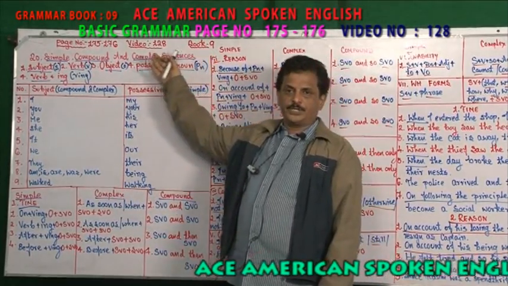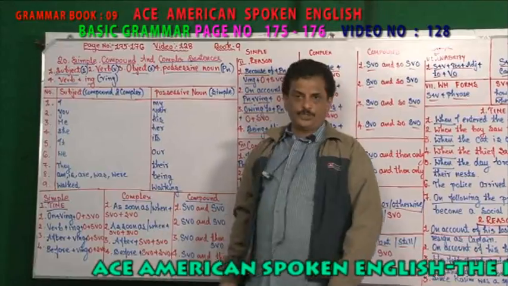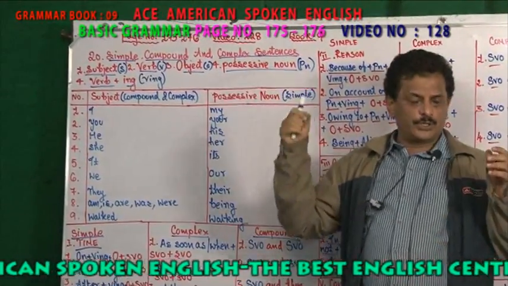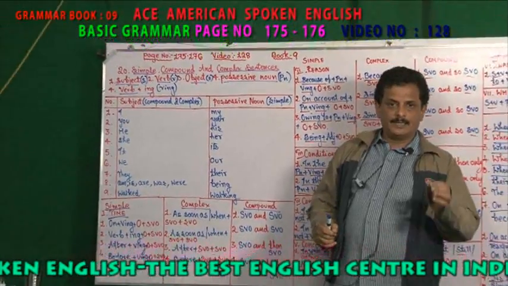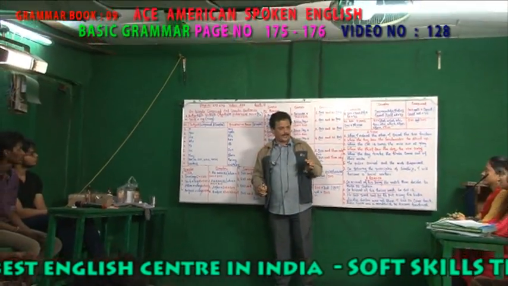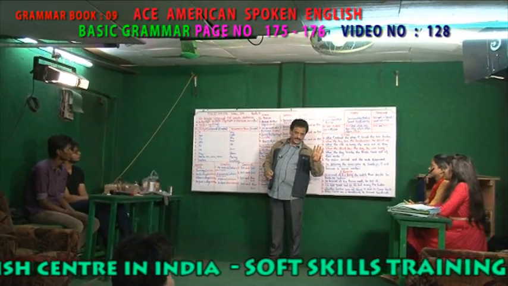Check your book. We have come to page number 175 to 176. Here we have come to the most important part in grammar, that is the sentences. How many types of sentences are there? Four types of sentences. What are they?